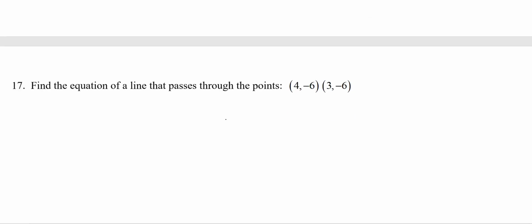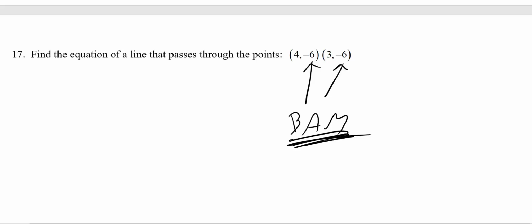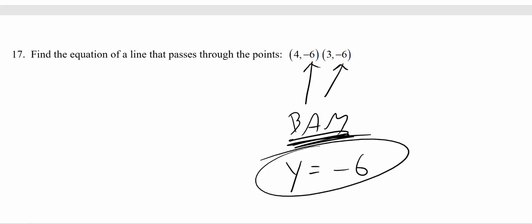Okay, not bad. Number 17. Find the equation. Guys, you should look at this. We've talked about this so many times. Look at the negative 6. It's the same. You should recognize this as a band problem. Band problem means, oh, geez, y is negative 6. So that's the answer to this problem. Y equals negative 6.